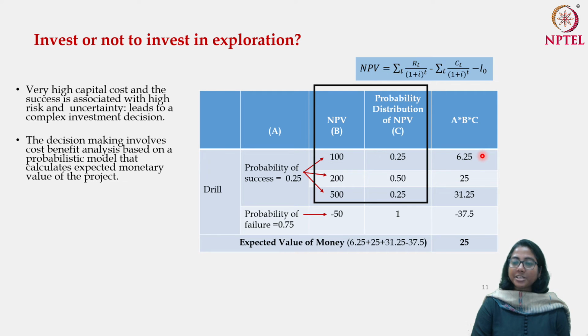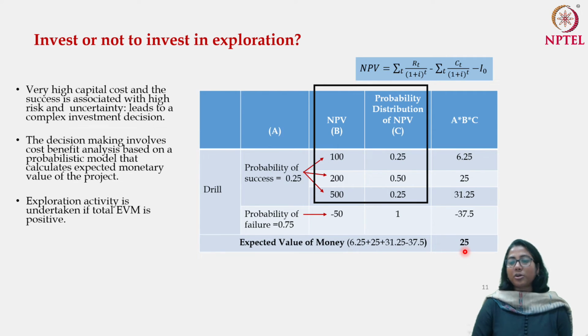So, if I add up 6.25, 25 and 31.25, what I am getting is the net expected present value, or expected net present value. This is my expected gain. What is my expected loss? My expected loss is minus 37.5. So, what is the expected monetary value of the project? This is the expected value of NPV minus expected loss. So this is 6.25 plus 25 plus 31.25 minus 37.5, which is 25.